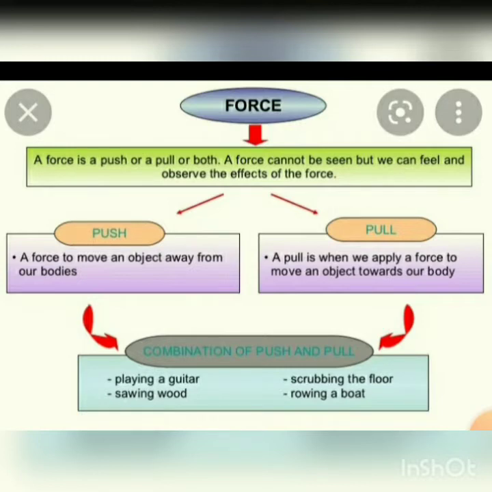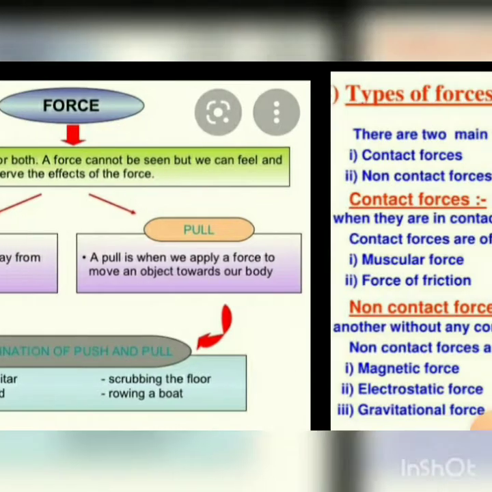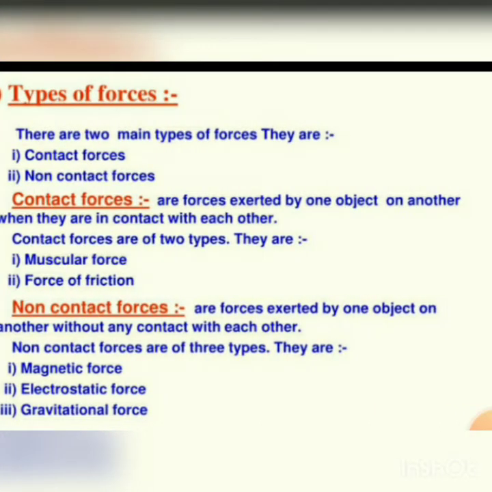So the combination of push and pull is playing a guitar, sawing wood, scrubbing the floor and rowing a boat. Then we have seen the types of forces. There are two main types of forces. They are contact forces and non-contact forces.